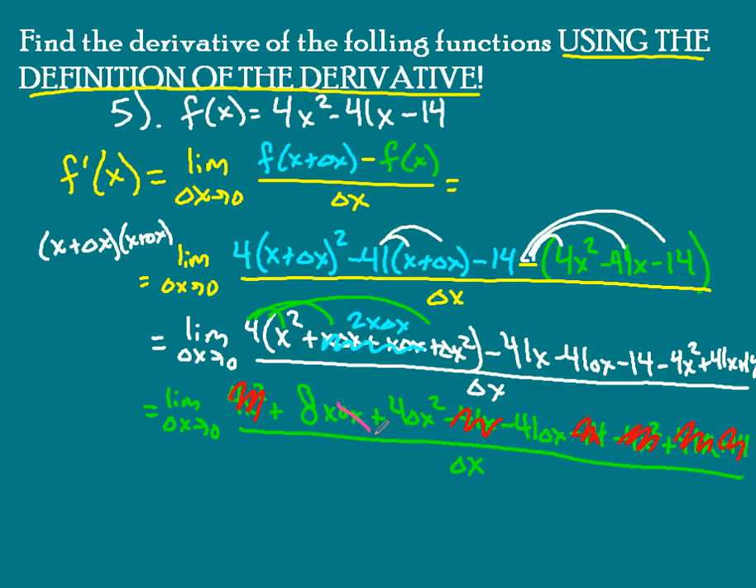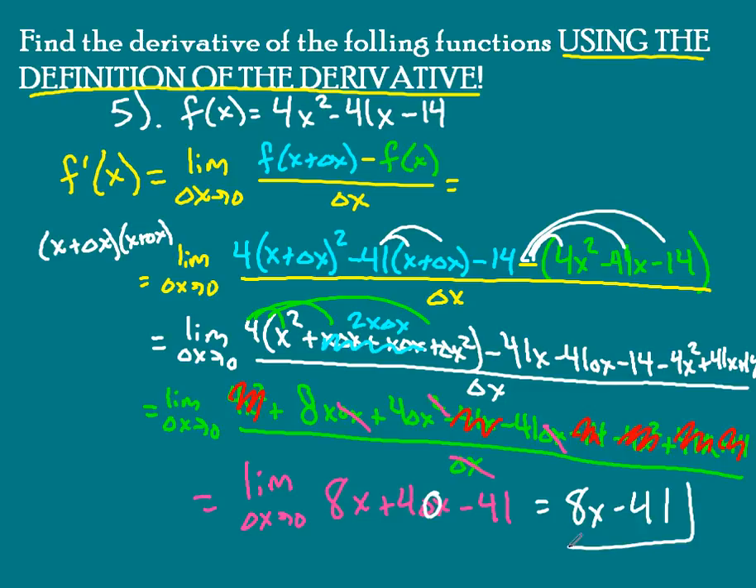So a delta x goes there, one of the delta x's there, that delta x, and that delta x all go away. So what I'm left with is the limit as delta x approaches 0 of what's left? 8x plus 4 delta x minus 41. And now we plug in 0 for delta x, so I'm left with just 8x minus 41. That is your derivative, 8x minus 41.